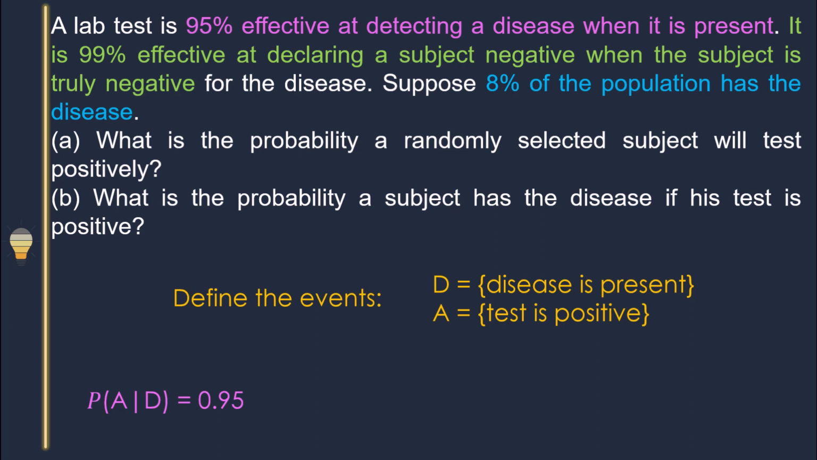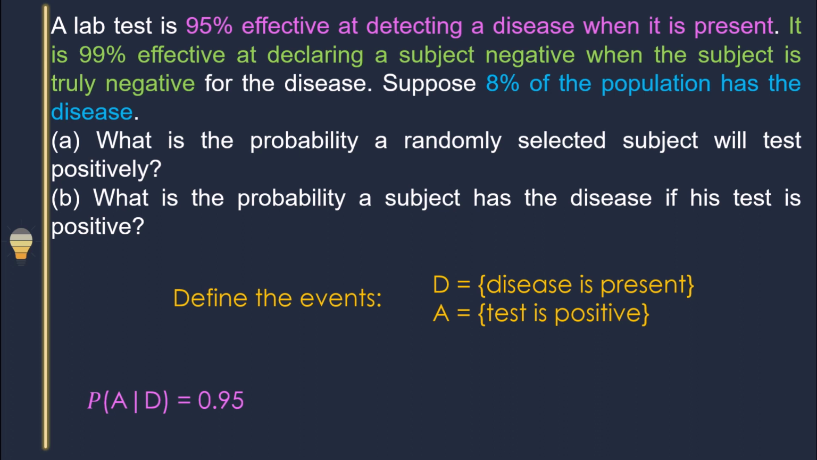Similarly, next one, it is 99% effective at declaring a subject negative. Again, if I stop this sentence at that point, what is the subject negative? We know subject is positive, that means test is positive, it is A. But here negative, therefore it should be A complement. If so, we can write probability of A complement is 0.99.